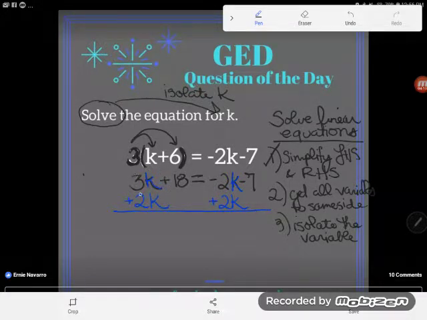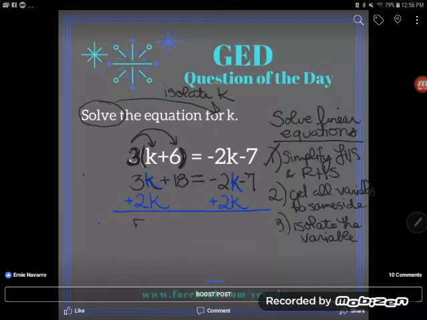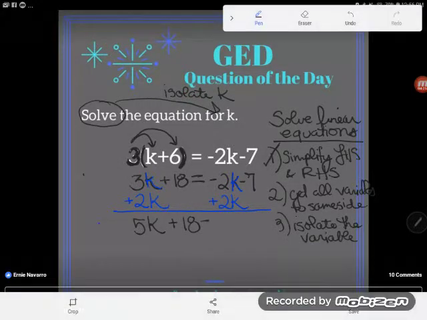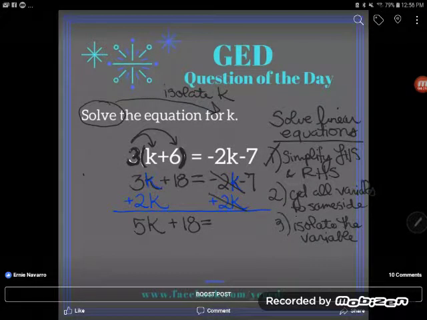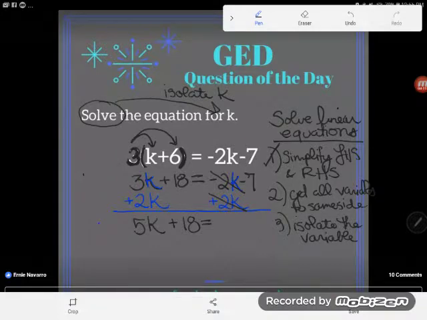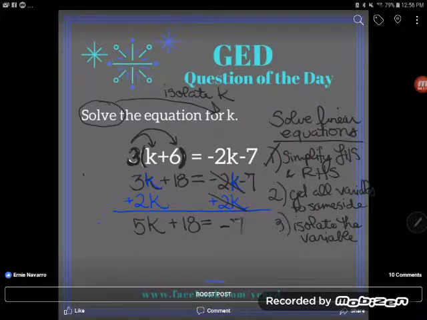3k, well, I had 3k originally, but then I went and added 2k to it, so now I'll have 5k's. I had a plus 18 and I haven't changed that, so I still have a plus 18. And that'll be equal to, let's take a look at the right-hand side, negative 2k and positive 2k will zero out. And, of course, if I have 0 minus 7, or nothing take away 7, I'll just be left with that minus 7, that negative 7.